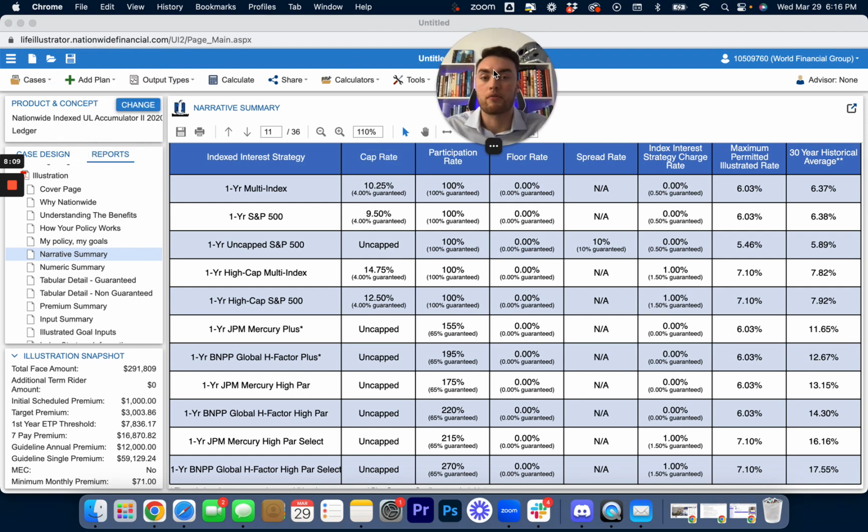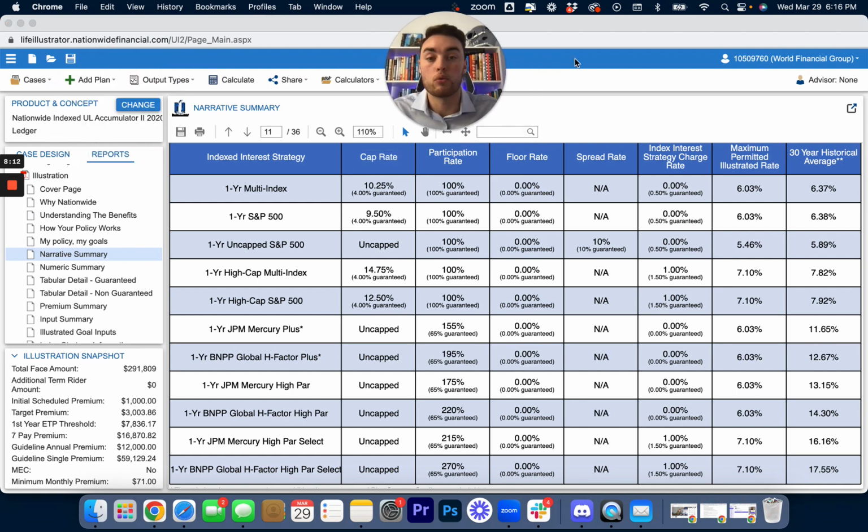So what is the cap rate? For those of you who don't know, the cap rate is the maximum interest you can possibly earn on a policy. If we did this 1 year S&P 500, if this is the index strategy we chose for you, then your cap rate would be 9.5%. So if the stock market performs at 10%, you're getting 9.5%. If the stock market performs at 15%, doesn't matter. You're only getting 9.5%. That is the maximum interest that you can earn on this policy.